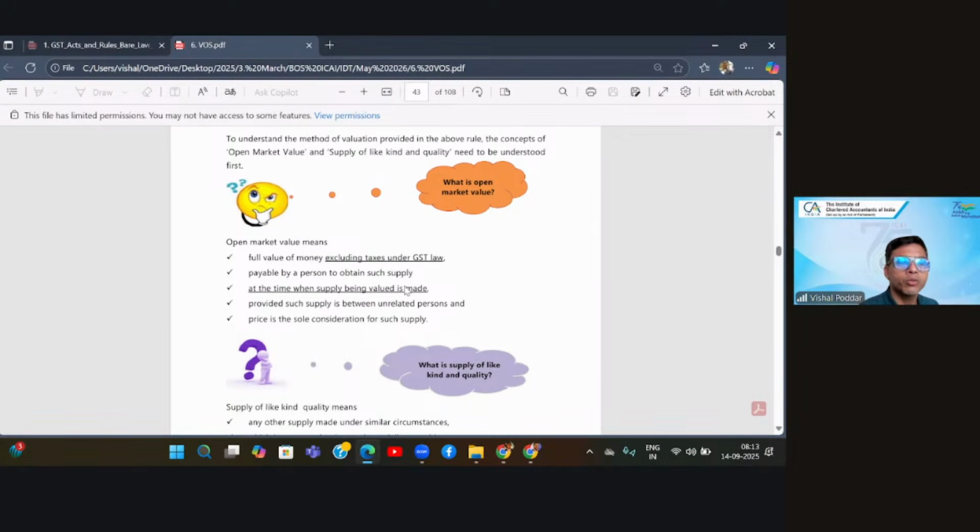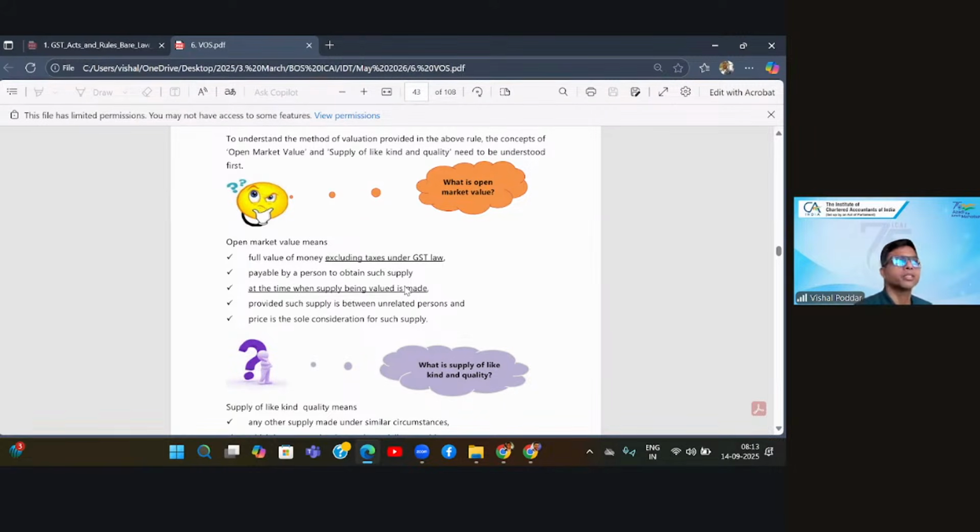So what is open market value, students? Understand this practically. It is the value of your goods, your services, which you have sold to others. Like how I have sold to you, I've sold the same thing to others. The goods and services which I'm selling to you are the same goods and services I'm selling to others. There is no change. There is no difference. Then whatever price is my standard price will be the open market value.